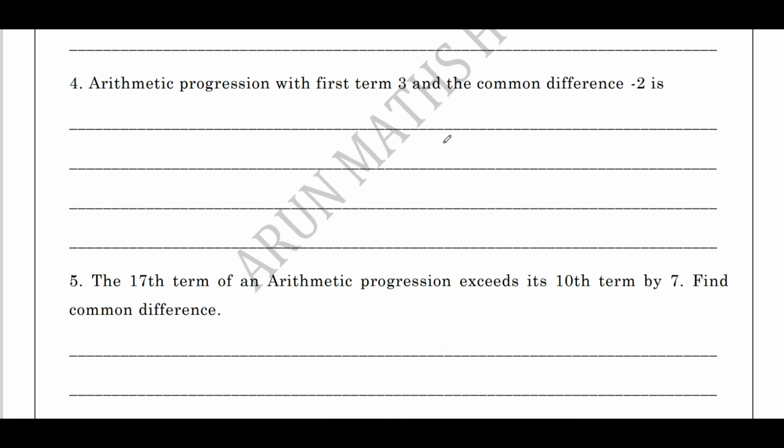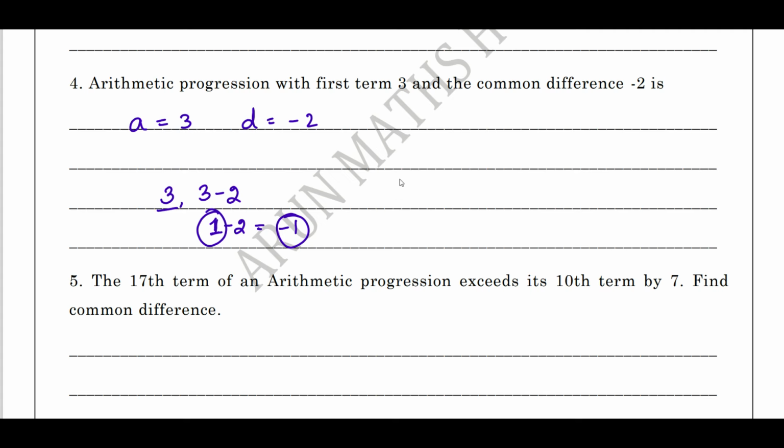So write the arithmetic progression with first term a equals 3. Given first term a equals 3 and the common difference is minus 2. Now what you need to do? Write down the first term, that is 3. The next term we get by adding the common difference, that is 3 minus 2. What we get? 1. For 1, what we need to do? To get the next term, add minus 2. What we get? Minus 1. First term is 3, second term is 1, third term is minus 1.